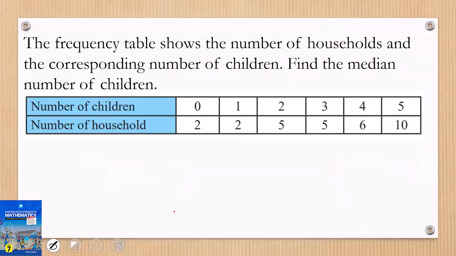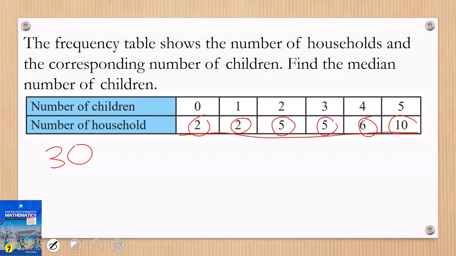Here we have a frequency table showing the number of households and the corresponding number of children that they have. We want to find the median number of children. Again, this is my frequency, so I'm going to total the frequency. 10 plus 6, 16, plus that will give me 21. Then plus this will give me 26, 28, 30. So my total is 30.